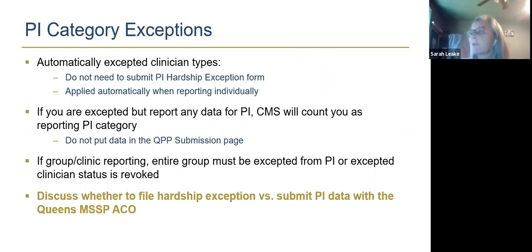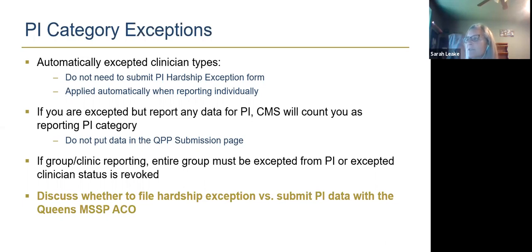So for the PI category exceptions, if you're automatically accepted or you have been granted a hardship, you do not submit anything in the PI category for the QPP portal. If anything is entered in that PI portion of the quality payment portal, CMS will use that as a signal that you have an intent to opt in and to report in the PI category.